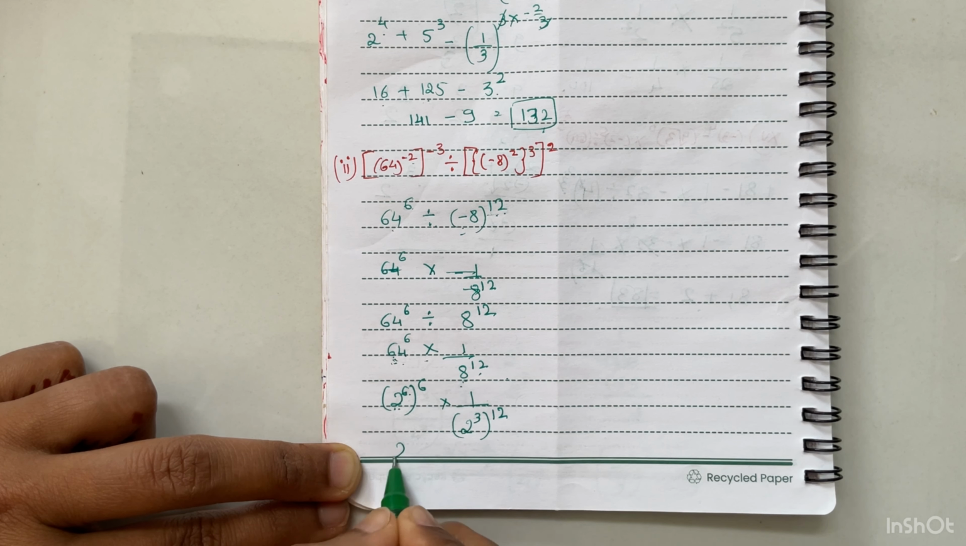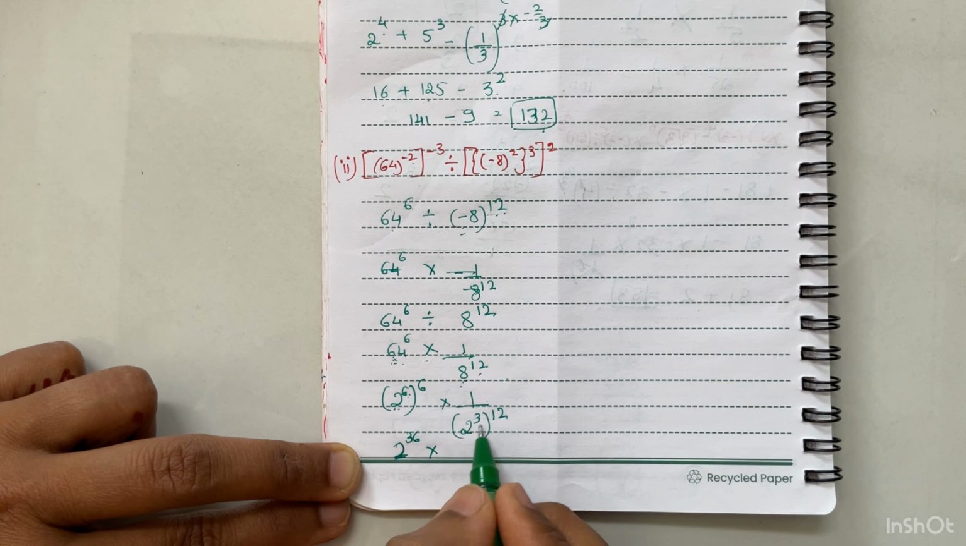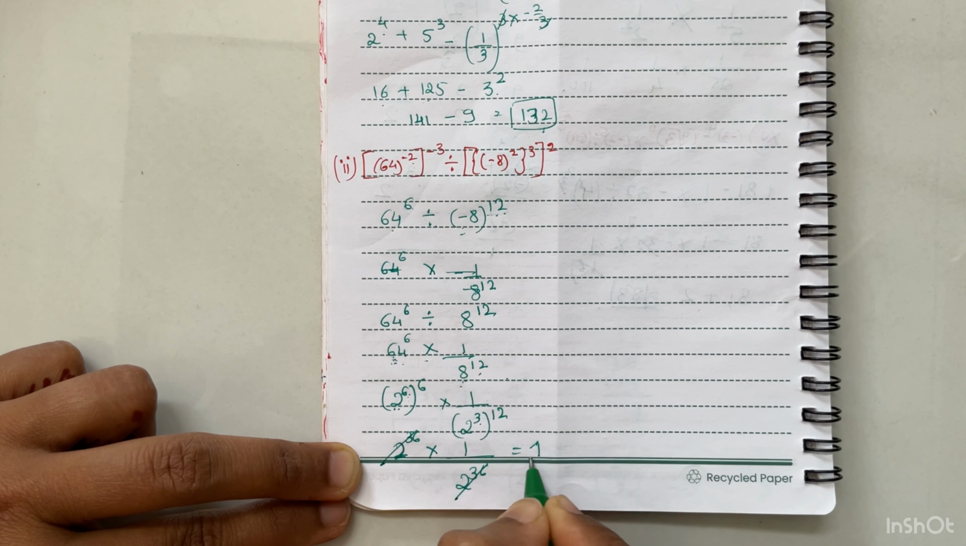Now see here 2 6 6s are 36. Now into here 12 3s are 36, 1 by 36. Now what can we do? Both get cancelled, what is left as the answer? We got the answer, that is 1.